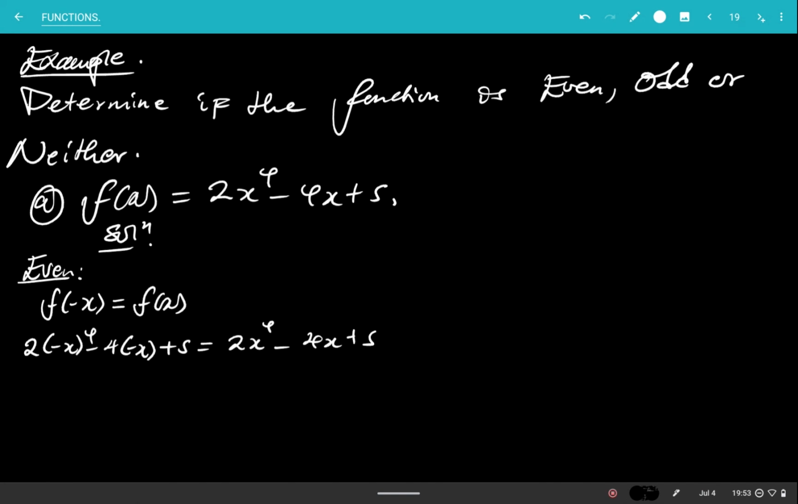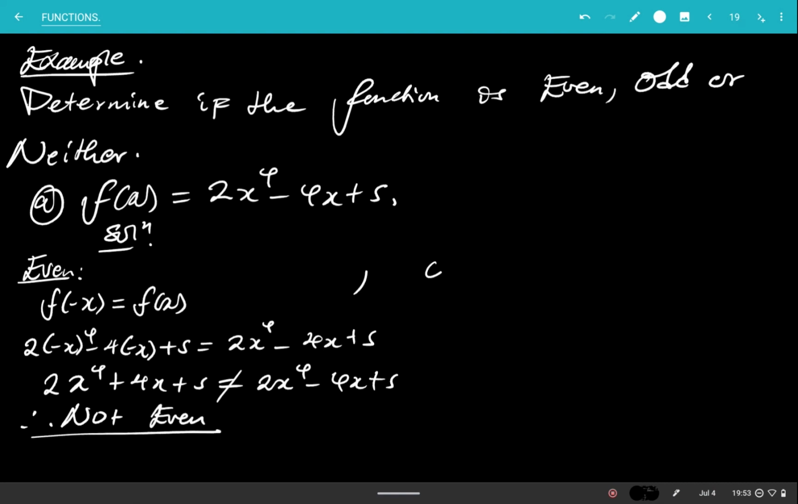So let's just simplify this. Since minus x is raised to an even power, my sign will be positive, so I'll get x to the 4th. But since this one is raised to a 1, I get a negative, so minus 4 times minus x will give me a plus 4x plus 5. And this is basically not equal to 2x to the fourth minus 4x plus 5. So we say not even.